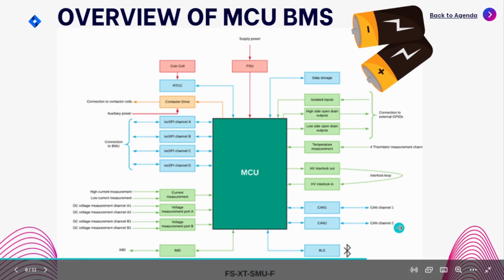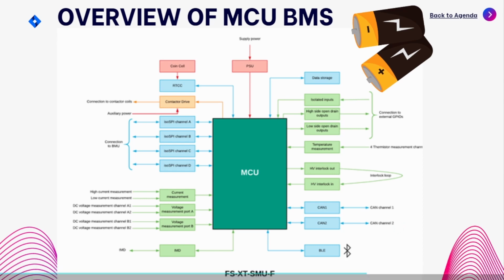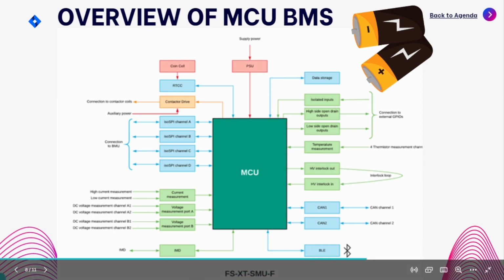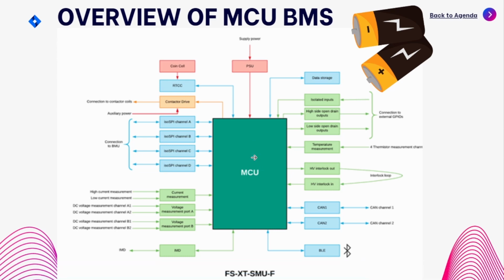So mainly the functional blocks of the battery management system comprise a control block, which is the microcontroller, and also the sensing block, which is the analog front end. So let's get deeper into the microcontroller of a BMS. This is a microcontroller unit. So what is a microcontroller unit? This is the brain inside the BMS.